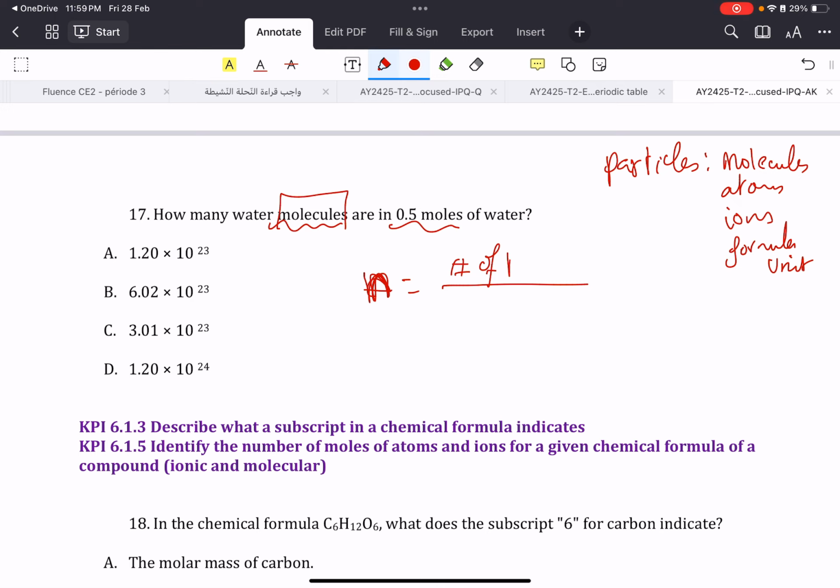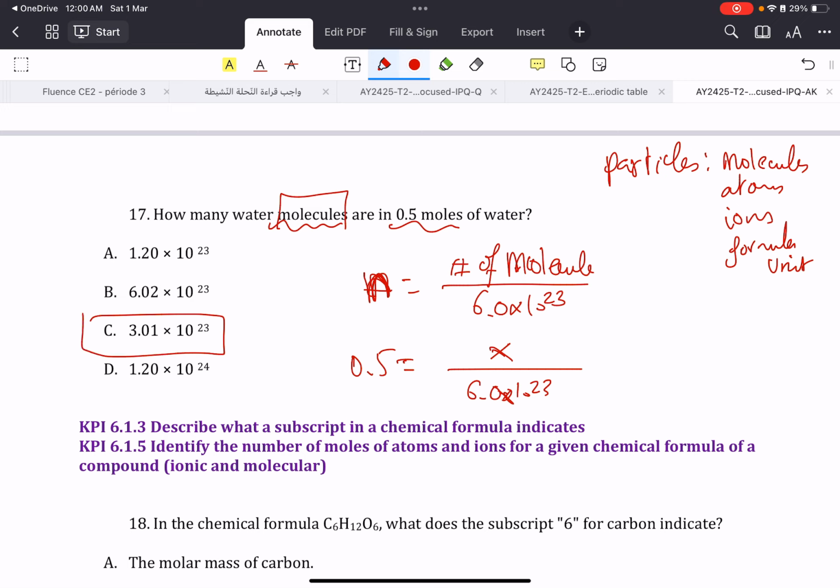So the number of molecules in 0.5 moles, how much is it? So here's the formula, 0.5, this is X, and 6.0 times 10 to the power 23. So the answer is 3, C. So it's 3 times 10 to the power 23.